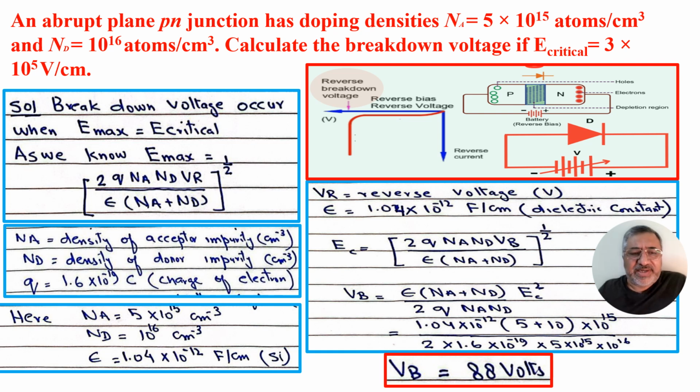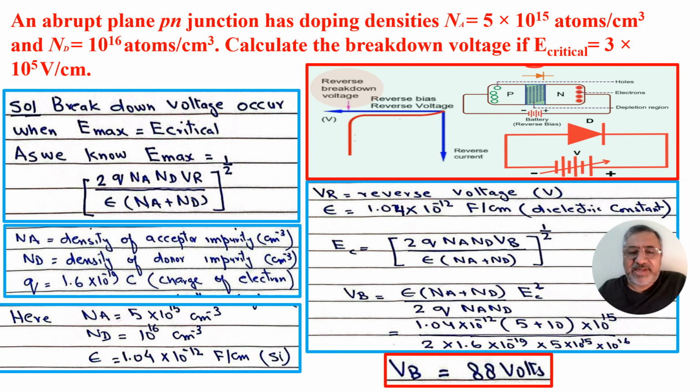Now, the question is that an abrupt PN junction has doping density Na equal to 5 × 10^15 atoms per centimeter cube, and donor density Nd equal to 10^16 atoms per centimeter cube. Calculate the breakdown voltage if E critical is equal to 3 × 10^5 volts per centimeter.